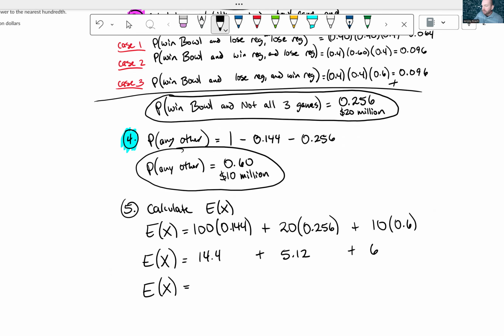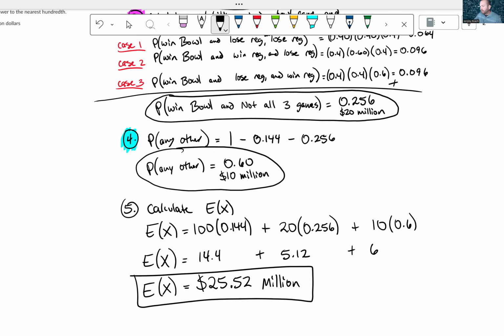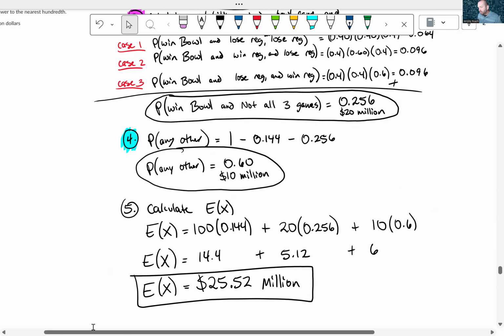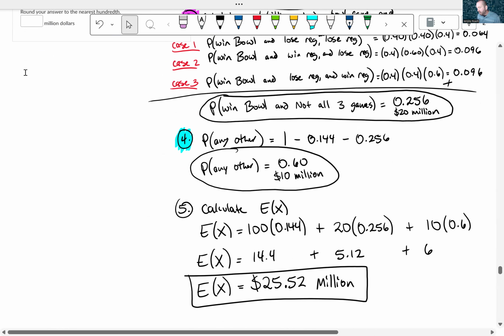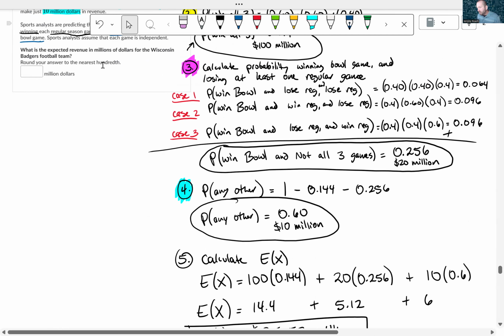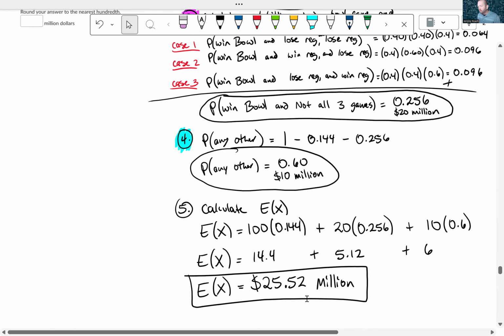Okay, and then we add these all together. We get a total expected value of $25.52 million. And that is our final answer. If we go back up here, it looks like they want us to write it in millions, I believe. Just double checking here. Yeah. So just make sure you write the 25.52, and it says nearest hundredth. So it looks like we rounded to the right amount of decimal places.